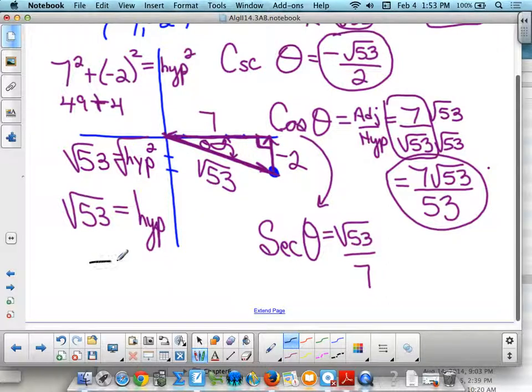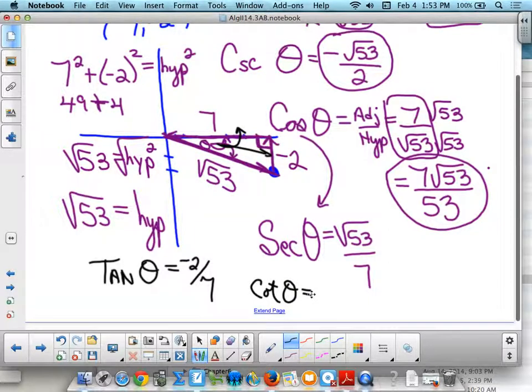Alright, you guys are probably gonna like tangent here because it's very easy. Tangent is what? Sine over cosine. Opposite, that number, over what? The adjacent, 7. So I get a really nice fraction, negative 2 sevenths. I'm done. Cotangent would just be 7 over negative 2, negative 7 halves. Just flip it, and you're done. So there's cotangent, tangent, secant, cosine, cosecant, and way up there was sine. That was not as easy as the previous problem, but it's doable.